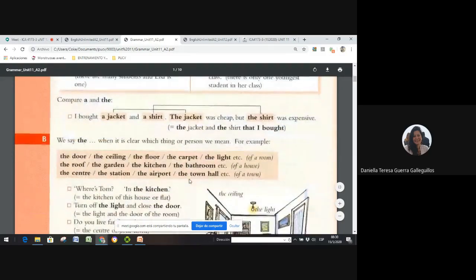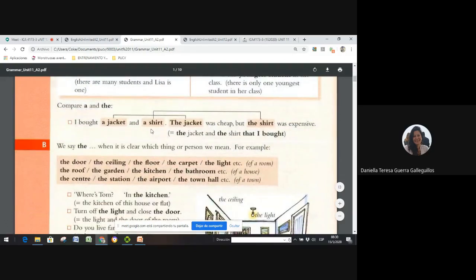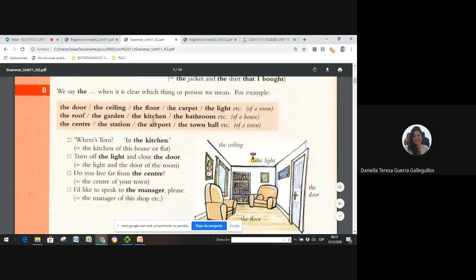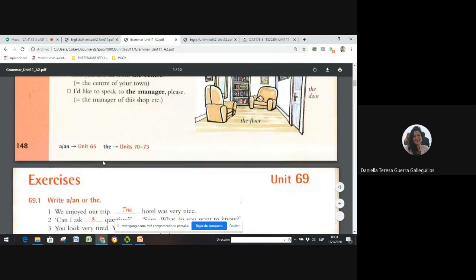Okay, so comparing, I bought a jacket and a shirt. The jacket, so we already know what jacket we are talking about, was cheap, but the shirt, I already mentioned the shirt, was expensive. So the jacket and the shirt that I bought, we know what we're talking about. There are some uses of the that we need to clarify here. When it's clear which thing or person we mean, here you have the examples.